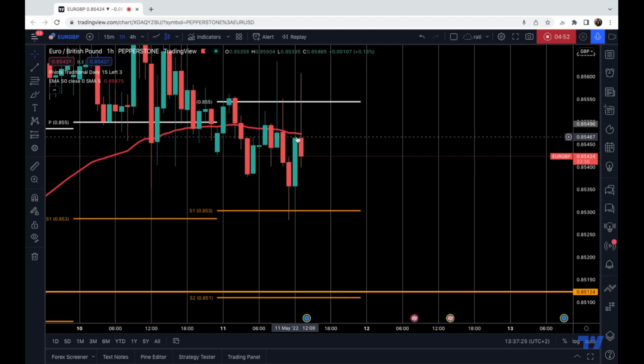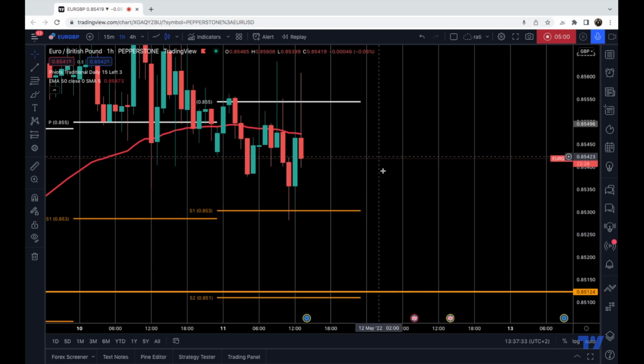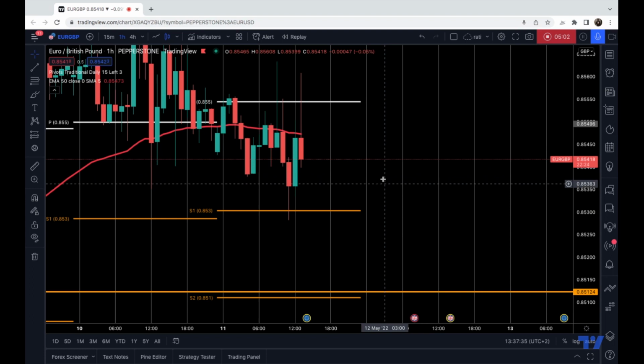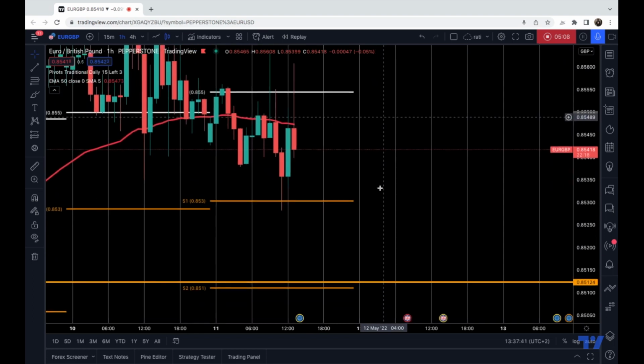You could probably take a trade and maybe take profit either on S2 or S1 if you are being a bit safe. A good place to put your stop loss on this is just above the wicks here, or you could be safe and put it at R1. Okay.